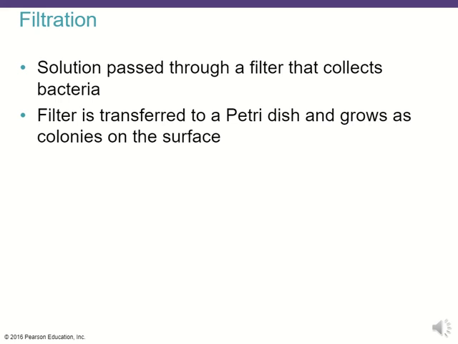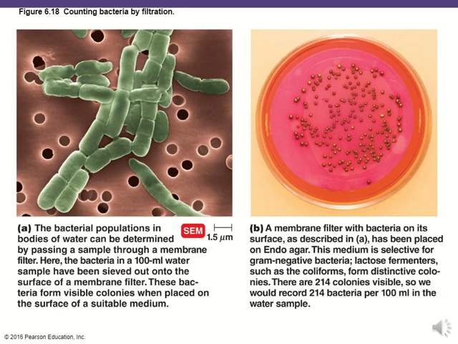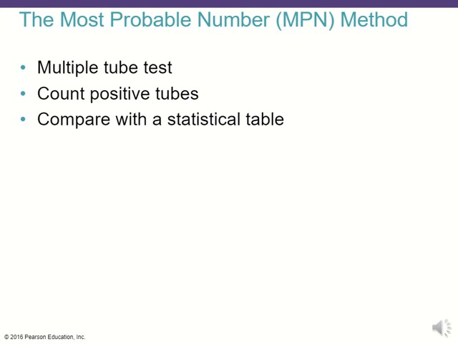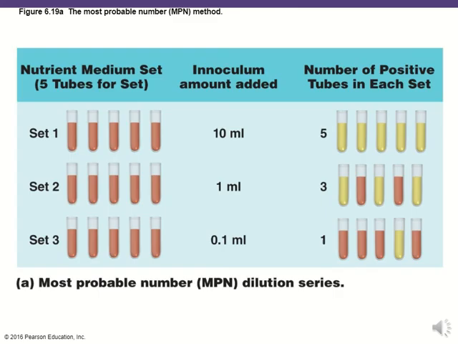Filtration. A solution is passed through a filter that collects the bacteria as the liquid component continues through. The filter is transferred to a petri dish and allows for growth of colonies on the surface. The most probable number method, or MPN, involves multiple tube tests, count positive tubes, and compare with a statistical table.